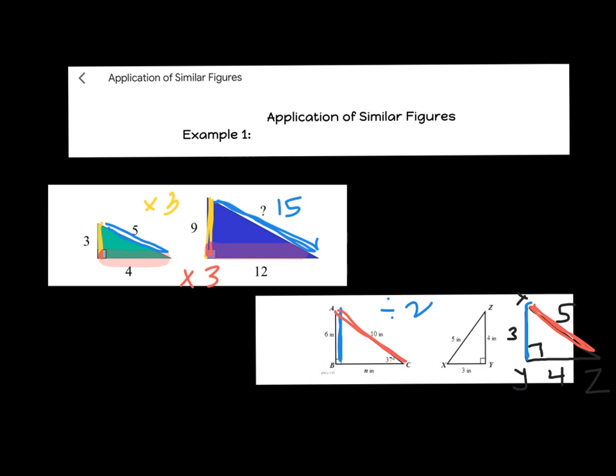And our last measurement, we have side N, and we are comparing that to 3 inches. So I need to figure out what divided by 2 is going to give me 3. And you should know that that's 6. So our missing side measurement is 6 inches.